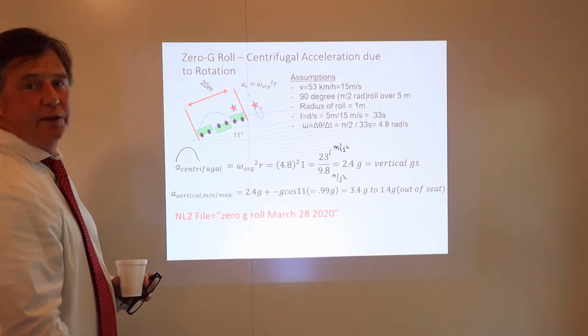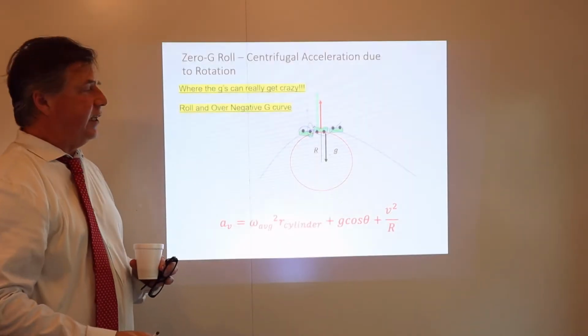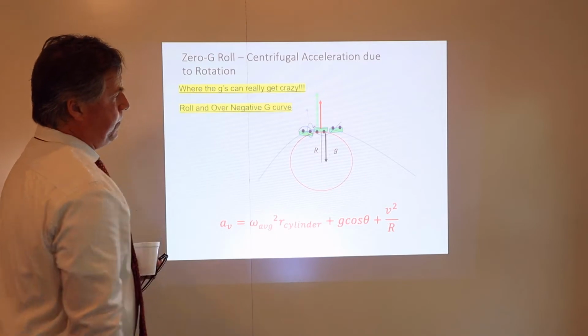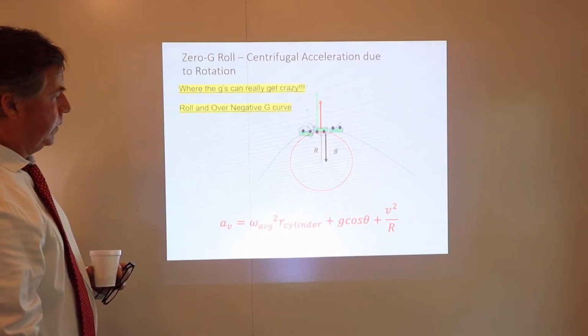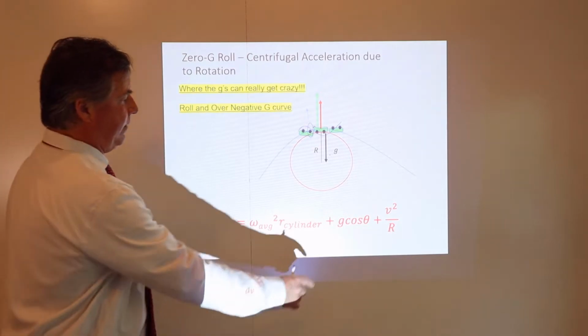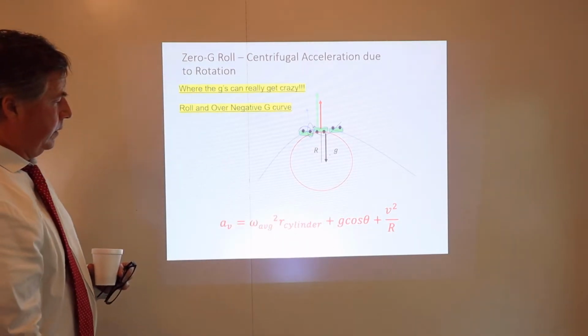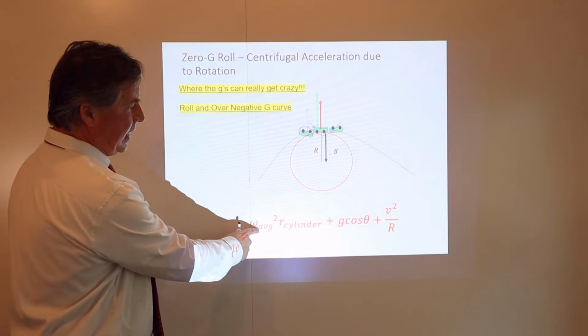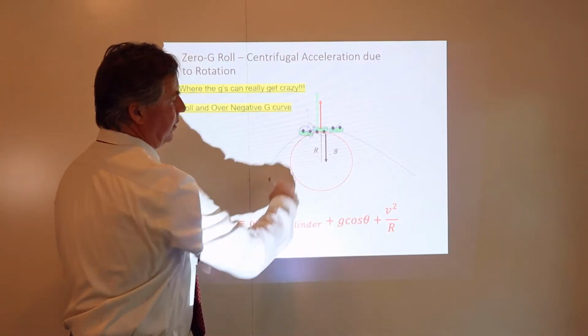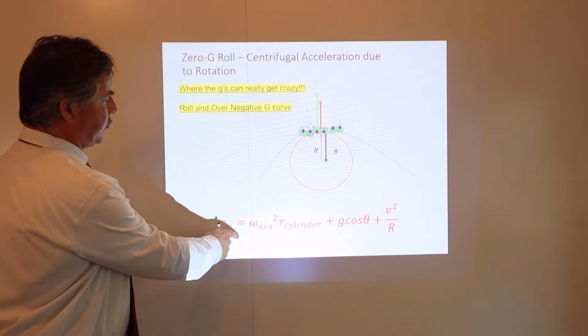Where the vertical accelerations can really get crazy is when you're combining rotation, a roll, and centrifugal due to the curvature of the track, and then gravity, of course. So if the rotation rate is high, the velocity is high, and the radius of curvature for the curve is small, these can get extremely high.